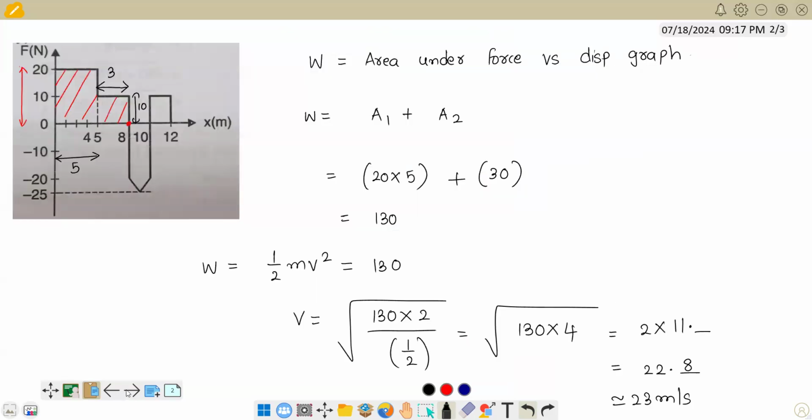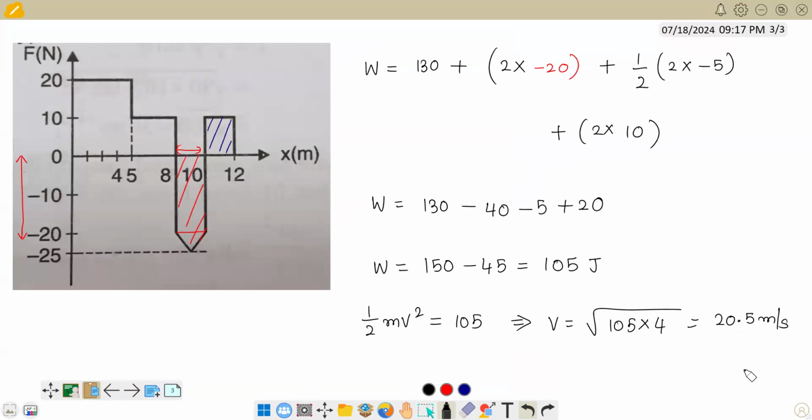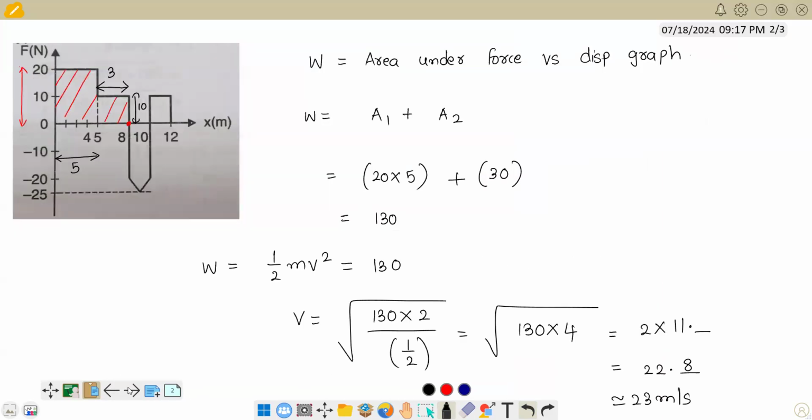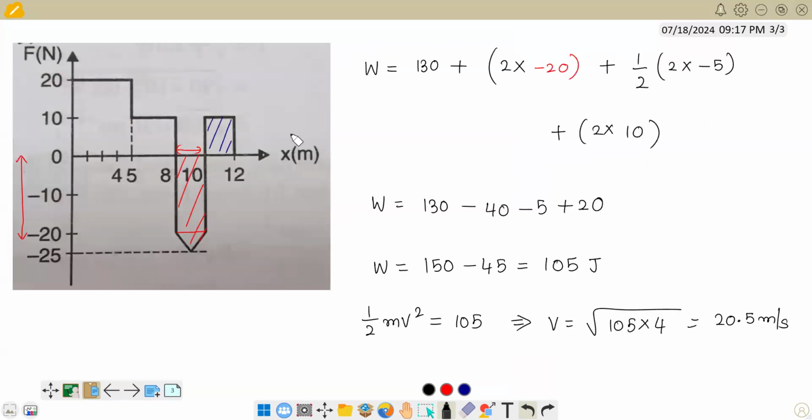But as I told you, you need not solve this to tell the value would be 20.5 meter per second. We know the negative area is much greater than the positive area, so the final value at x equals 12 would be lesser than the previous result, which was 23 meter per second. But I hope you understood the method. Thank you.